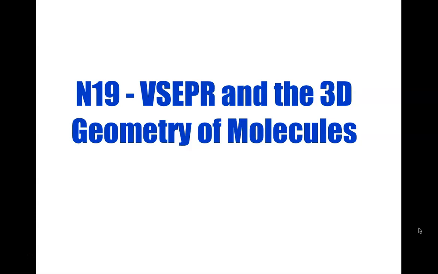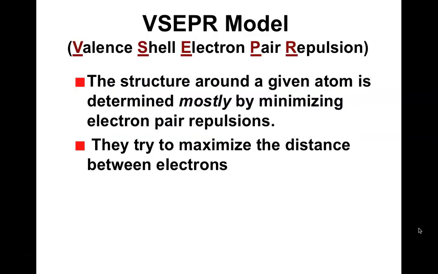Welcome to N19, VSEPR, and 3D geometry of molecules. VSEPR stands for valence shell electron pair repulsion, which provides us the idea of what's going on with the shape of molecules. Basically, the structure around a given atom is mostly determined by minimizing electron pair repulsion.